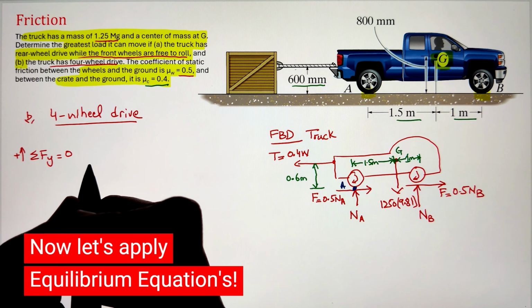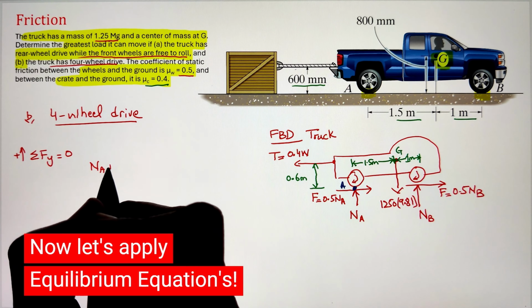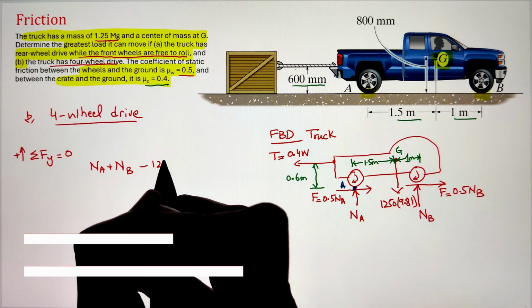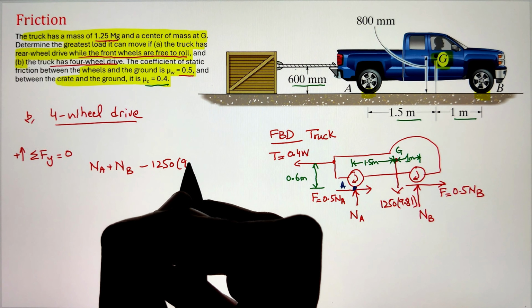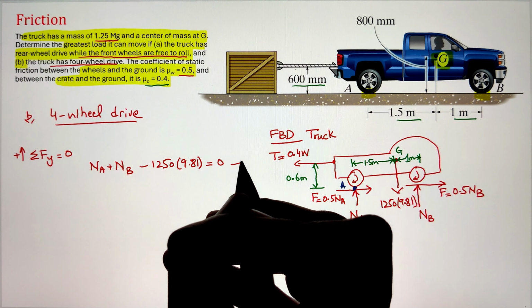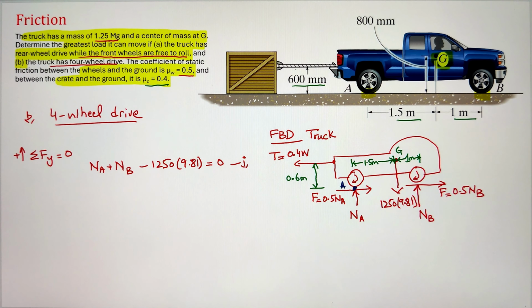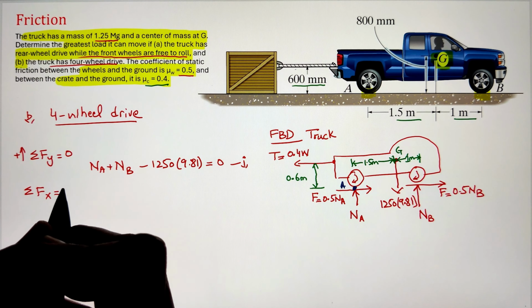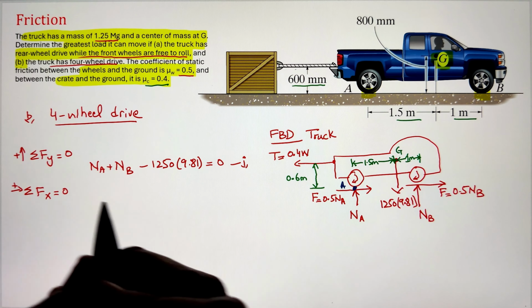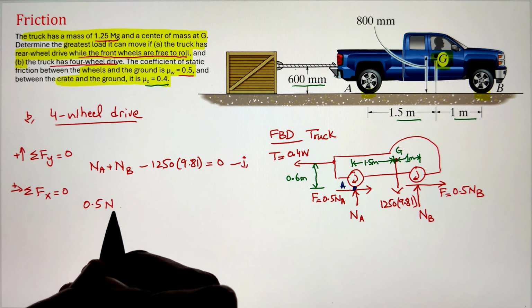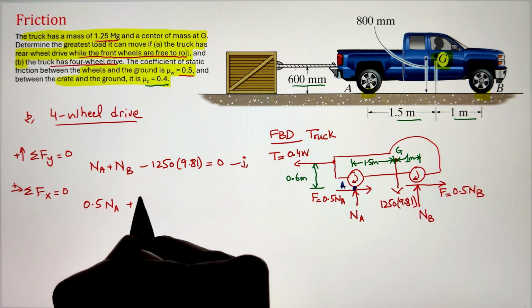So once we have this free body diagram, again applying our equilibrium equation, having summation of forces along the y-axis equals 0, we are getting Na plus Nb minus the weight of the truck equals 0. Whereas once we apply the summation of forces along the horizontal x-axis equals 0, we have 0.5 Na plus 0.5 Nb minus 0.4 W equals 0.